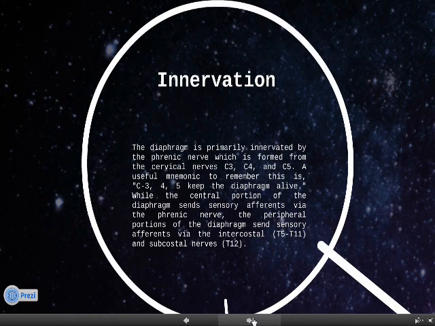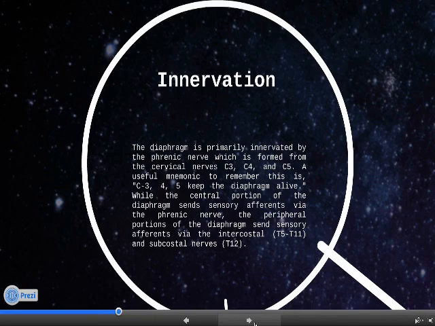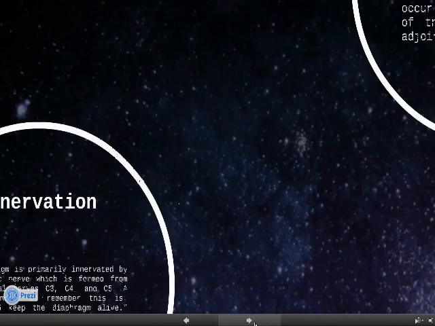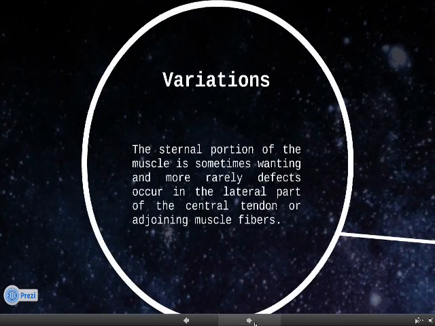Innervation. The diaphragm is primarily innervated by the phrenic nerve, which is formed from the cervical nerves C3 to C5. A useful mnemonic to remember this is: C3 to C5 keep the diaphragm alive. While the central portion of the diaphragm sends sensory afferents by the phrenic nerve, the peripheral portion of the diaphragm sends sensory afferents by the intercostal nerves T5 to T11 and the subcostal nerve T12.